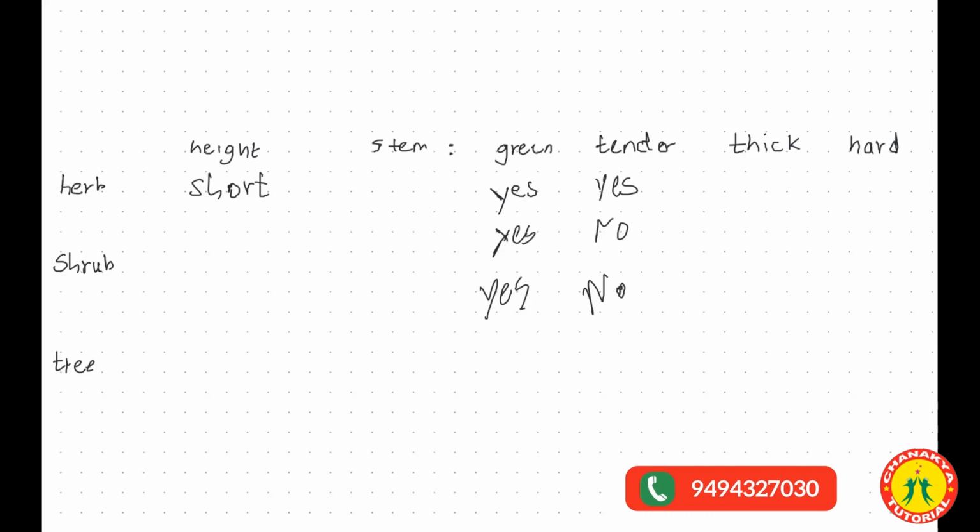For trees, is it thick? No, ma'am. Okay, whoever says no, raise your hand. Trees' stems are not thick. Only Ashwath. Okay, Ashwath, can you break a tree? No. Then how are you saying it's not thick? It is thick because it is strong and thick. So write yes under tree.